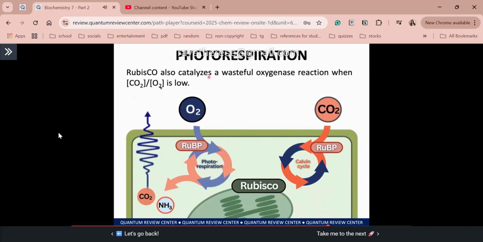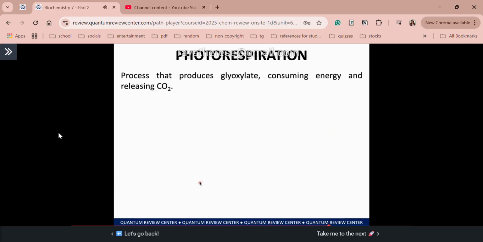But when there is a high concentration of oxygen, it will be funneled to your photorespiration, producing mainly carbon dioxide instead of using it. Class, here is the specific reaction that occurs during your photorespiration. So again, aside from carbon dioxide, your photorespiration process also produces glycolate. Of course, it consumes energy, ATP, and it releases or produces CO2.